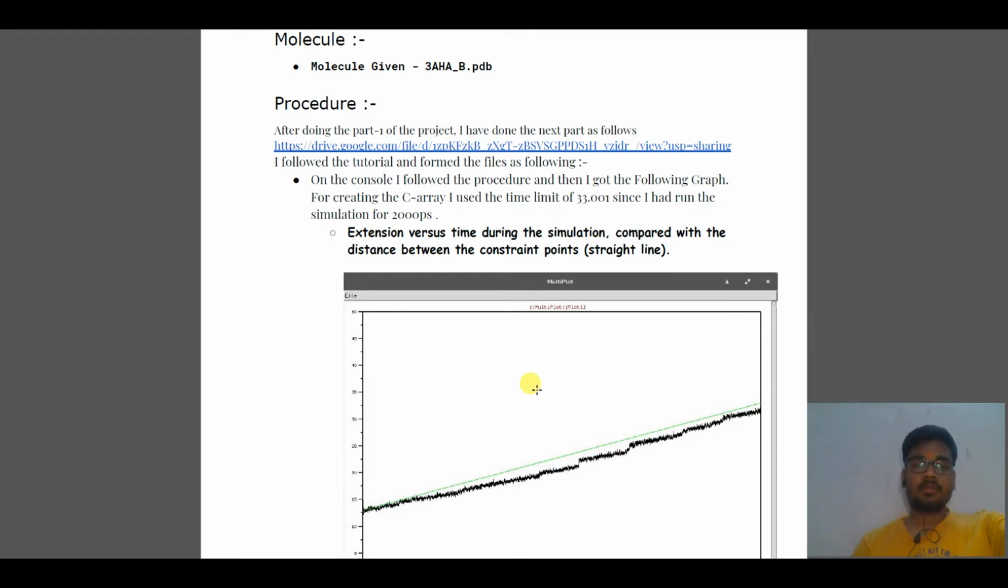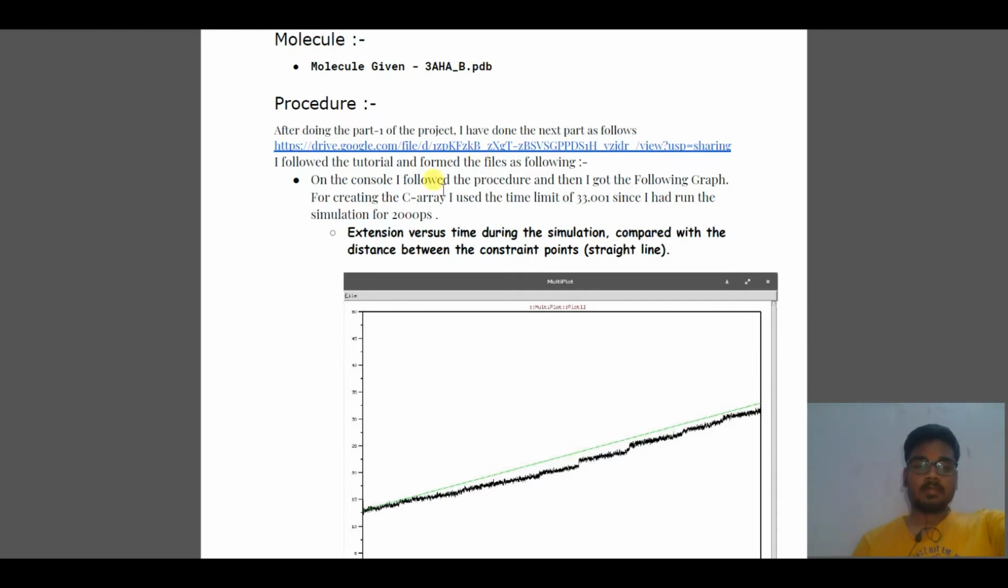So the protein given to me is 3AHA_B.PDB. Part 1 of the science project has been done by me, and the link for this is there. For part 2 of the science project, I have subdivided it into subparts. Subpart 1 for one simulation, subpart 2 for four simulations.